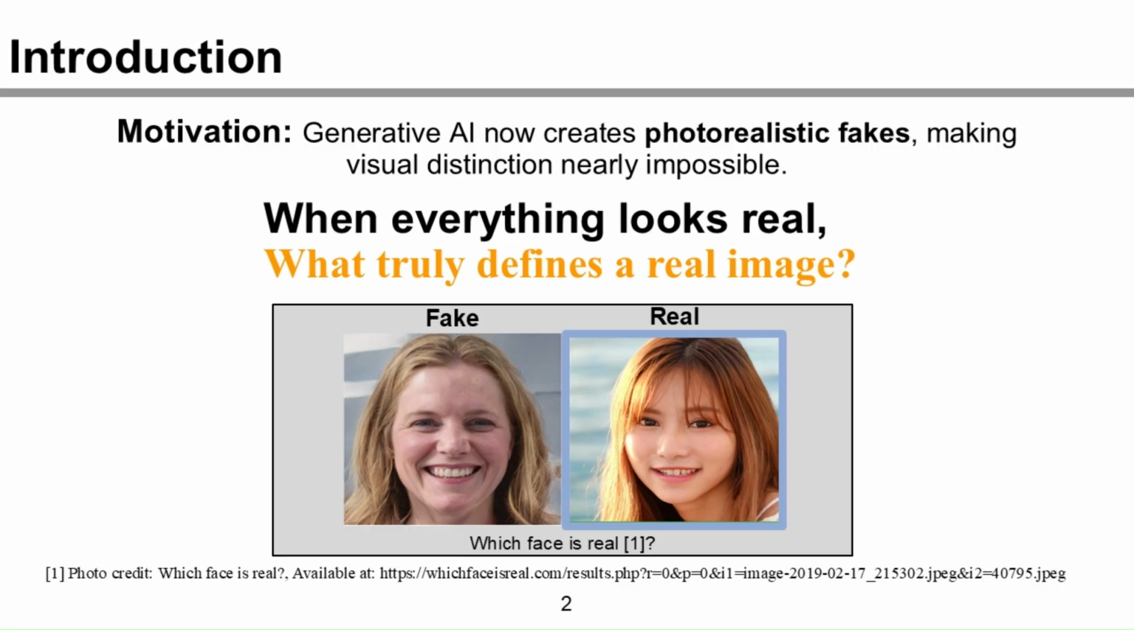My research addressed the critical challenge of deepfake detection. The technical difficulty lies in the rapid advance of generative AI models. It has become increasingly easy to create fake images that look realistic, sometimes even more perfect than real ones. For instance, this slide shows a real photo on the right and the AI-generated portrait on the left. Both appear visually convincing. This raises a fundamental question. When everything looks real, what truly defines the real images?